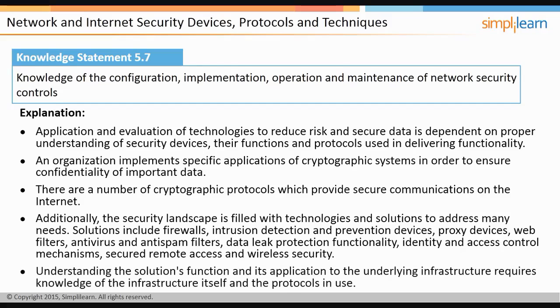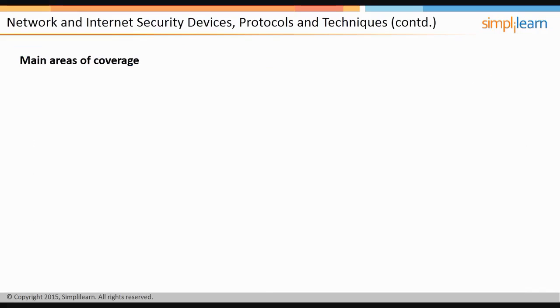Understanding the solution's function and its application to the underlying infrastructure requires knowledge of the infrastructure itself and the protocols in use. In the next screen, we will see the main areas to be covered under this topic. Main areas covered here are encryption and network infrastructure security. In the next few screens, we will learn about firewalls.